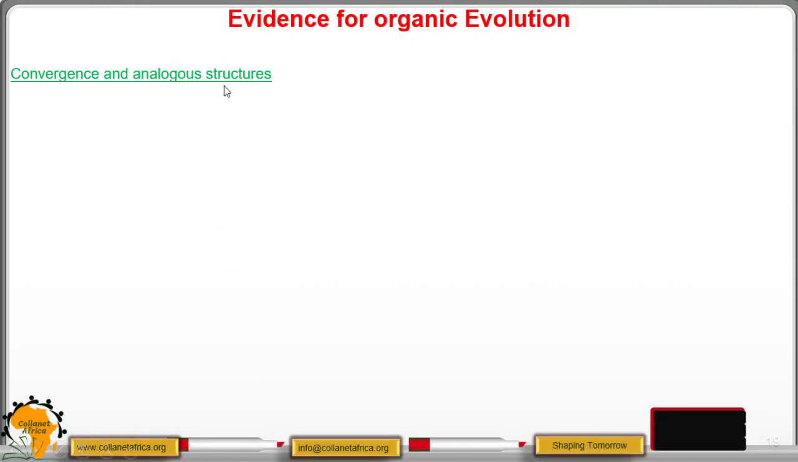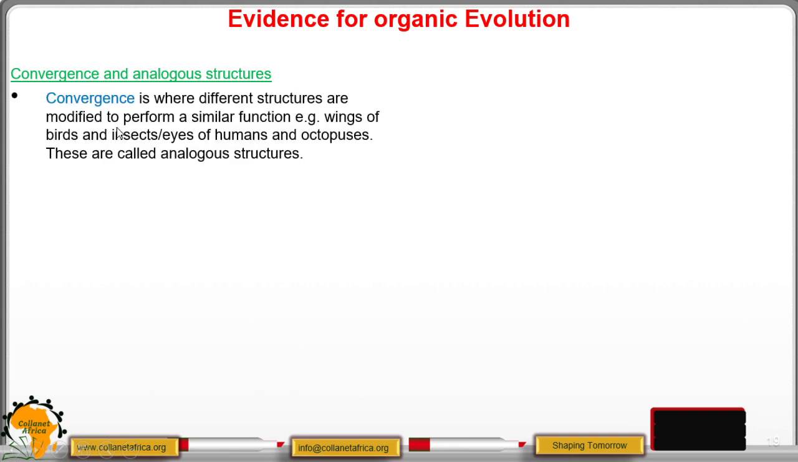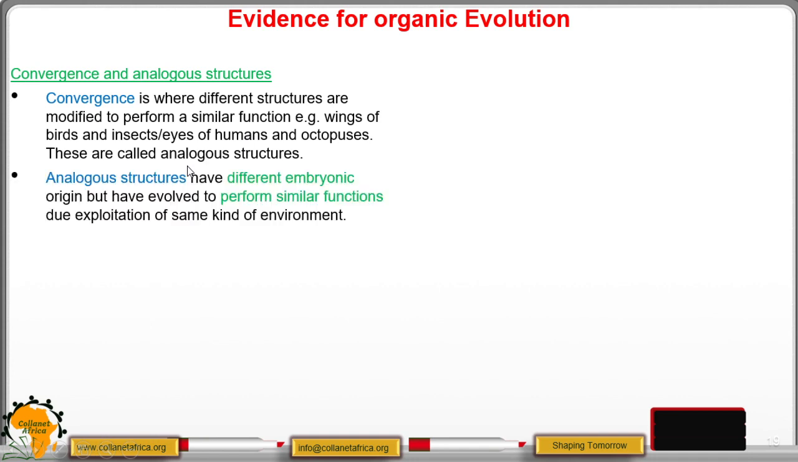Convergence and analogous structures is another support for organic evolution, but it is under comparative anatomy. Convergence is where different structures are modified to perform a similar function. For example, wings of birds and insects. These ones are modified for flight. And the eyes of human beings and octopuses, their function is to see. So they have similar functions. These are called analogous structures.